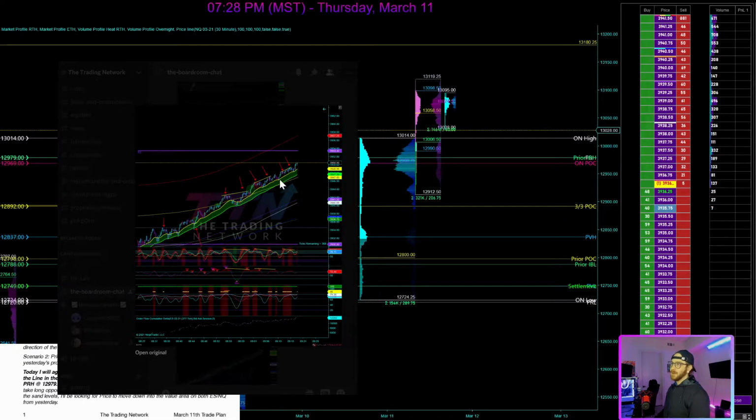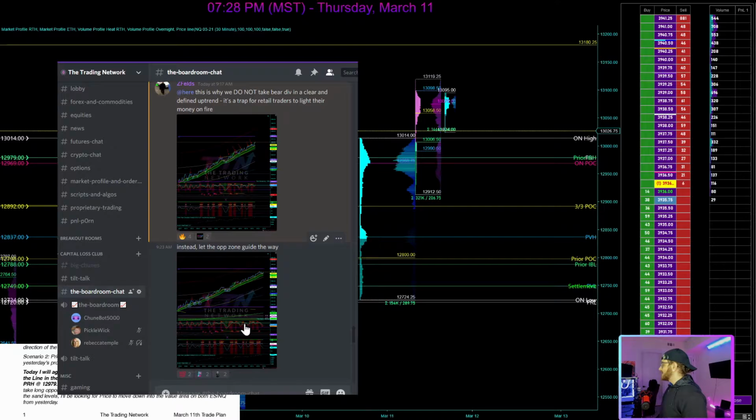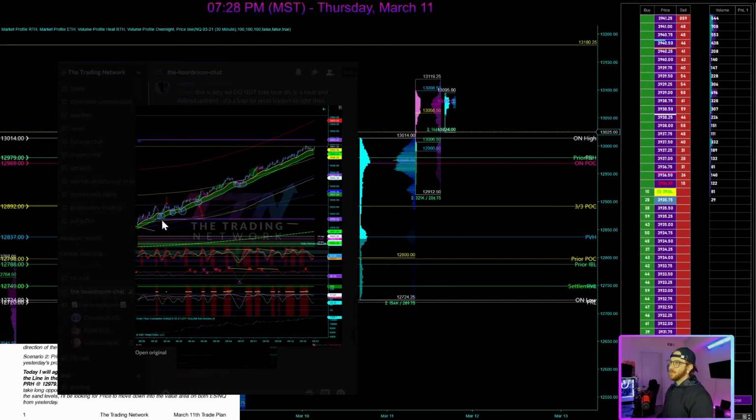So here we were in a very strong uptrend, right? You can see we're making higher highs, higher lows, bouncing in the opportunity zone. So what I say here is this is why we do not take bear div in a clear and defined uptrend. It is a trap for retail traders to light their money on fire. It's the truth. I'm sorry to say it, but it is the truth. Instead, let the opportunity zone guide the way. You can see that we are bouncing here in the opportunity zone.